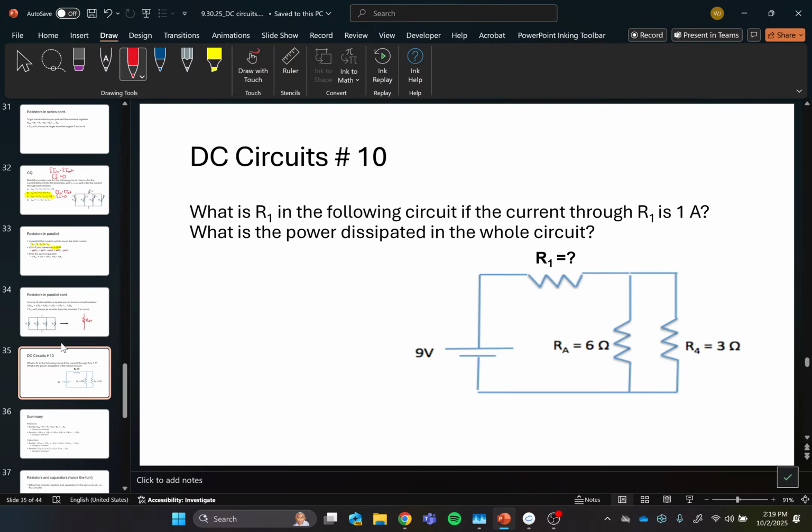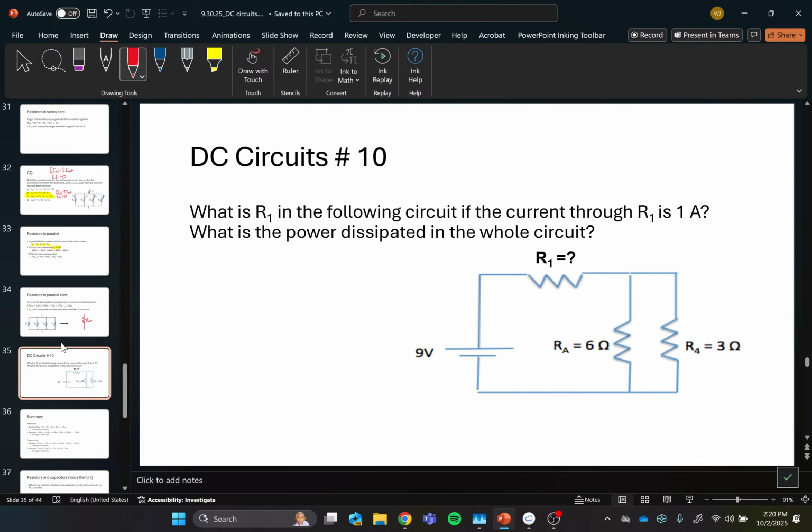I want you all to try this problem. You do have all the skills necessary to do it. There are a few steps involved, though. This is a multi-step problem. So the question is, what is R1 in the following circuit if the current through R1 is 1 amp?